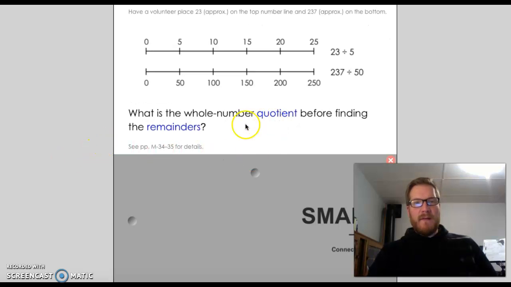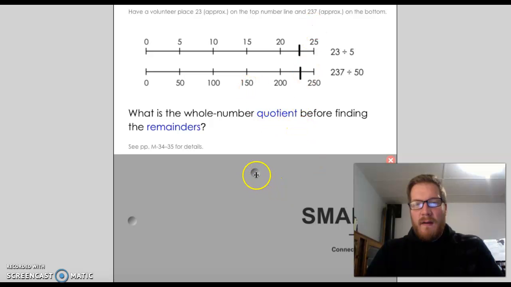So the first thing that we look at here is what is the whole number quotient before finding the remainders, which is kind of like the first step in a long division question. But it says here to have a volunteer place 23 approximately on the top number line and 237 on the bottom. So I will just make a little mark. So 23 is roughly right here, and then 237 is also approximately right here. So that's where they are on the number line.